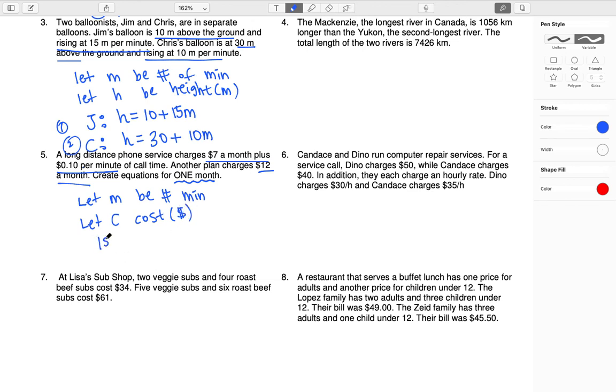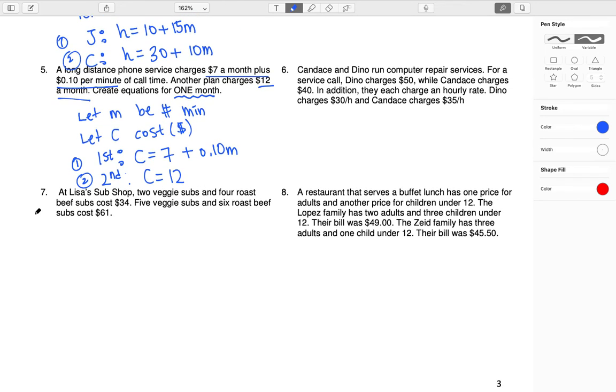So the first long distance service charge, it's saying the cost is $7 plus 10 cents per minute. So $7 is a one-time charge, an initial fee. The second plan charges $12 a month. So it doesn't matter how many minutes you're using, you're only paying $12 a month, assuming that we're using only 1 month. So there you have it, equation 1 and 2.